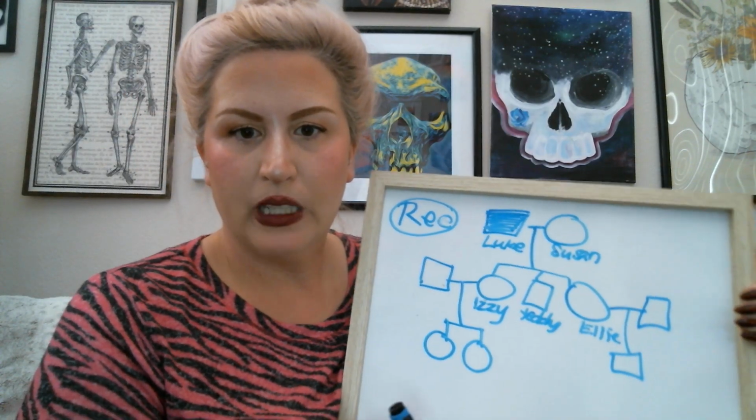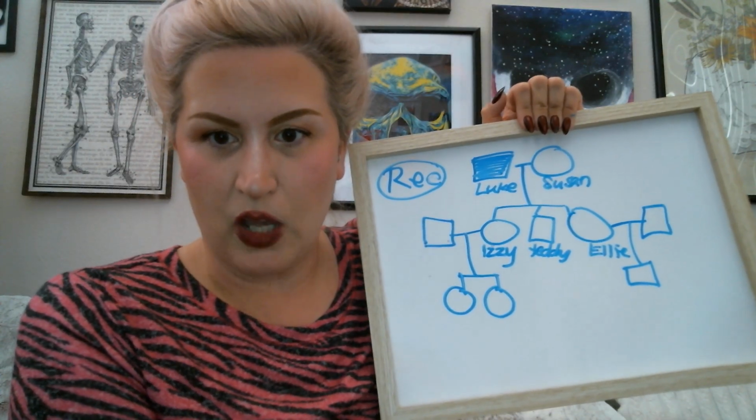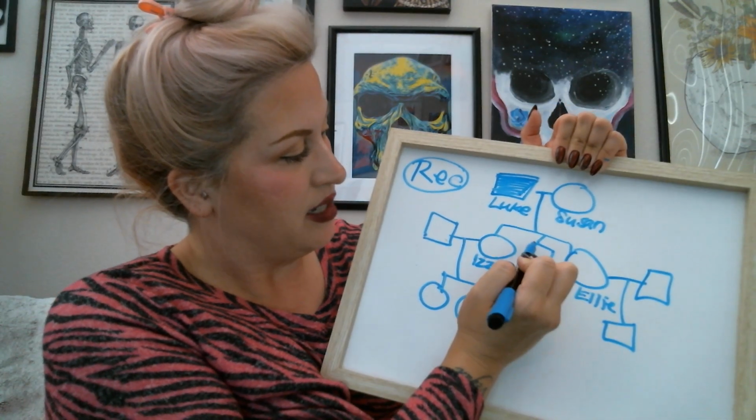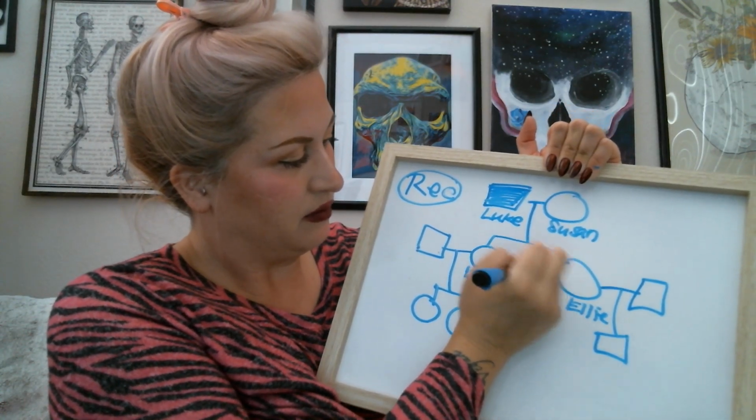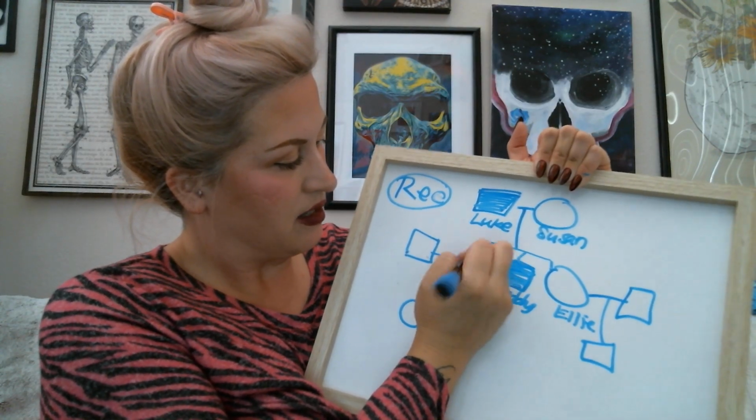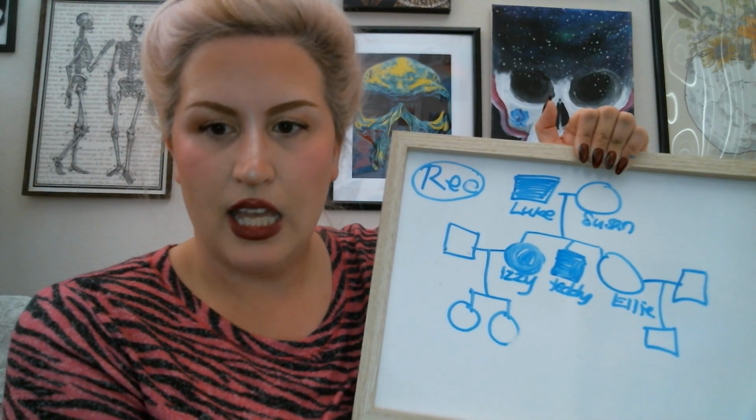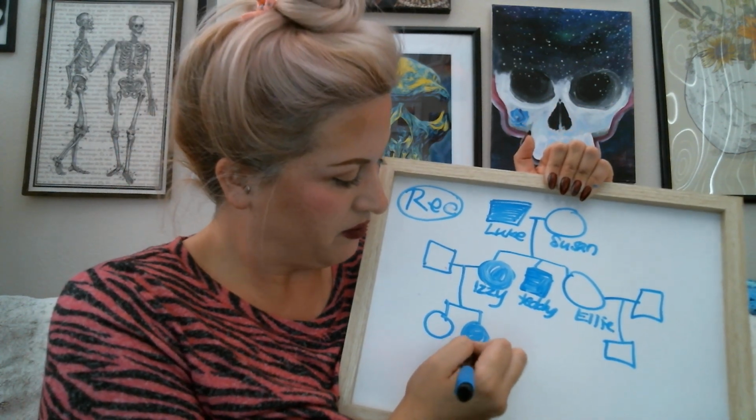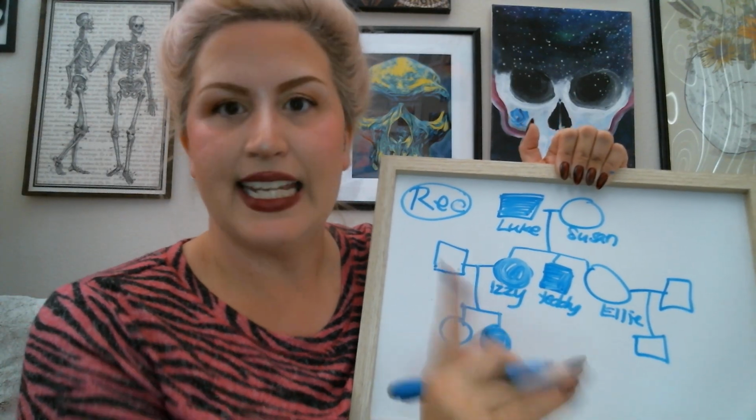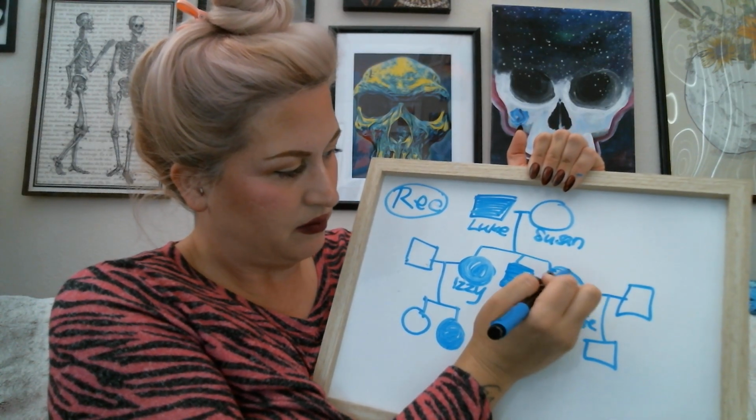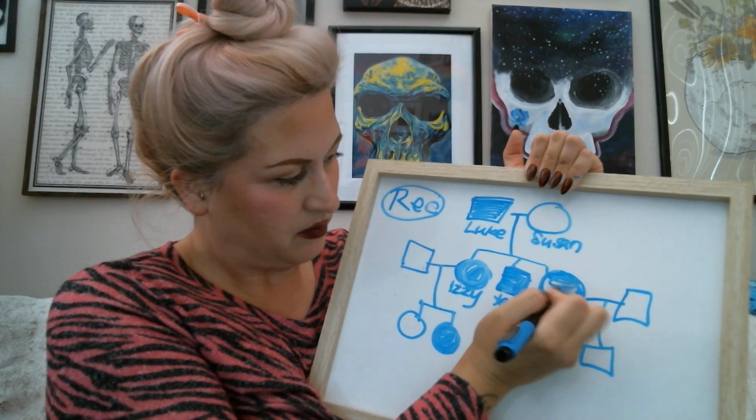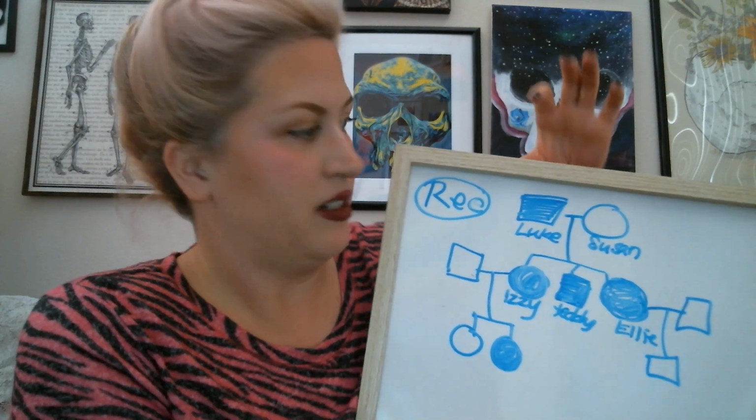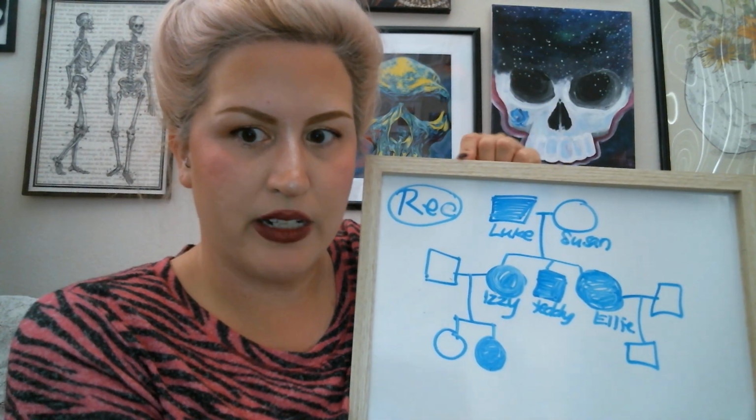Shade in Luke. My arms are weak, I'm trying to hold this thing up. Let's see. So are Teddy and Izzy. So we'll shade in Teddy, Izzy. One of Izzy's daughters, it lets us know. You just pick whichever one you want, so you don't have names. And Ellie is also affected. Okay. So that's everyone who is affected by this recessive trait.